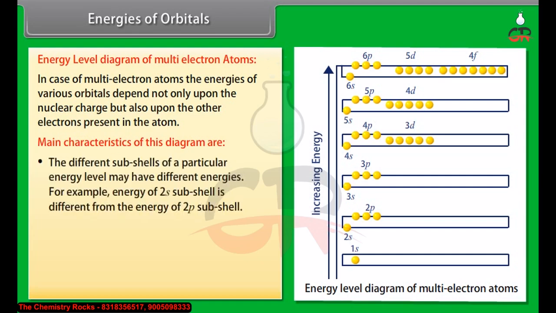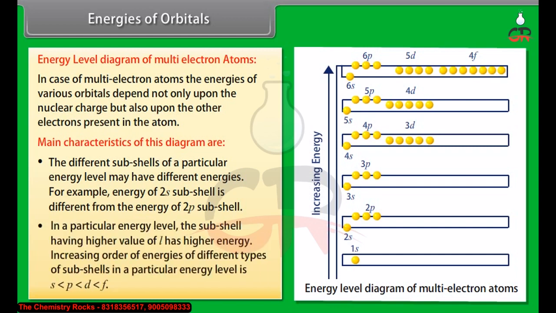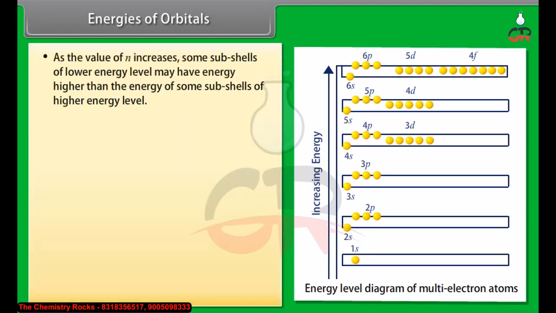For example, the energy of the 2s subshell is different from the energy of the 2p subshell. Number 2. In a particular energy level, the subshell having a higher value of l has higher energy. The increasing order of energies of different types of subshells in a particular energy level is: Number 3. As the value of n increases, some subshells of a lower energy level may have energy higher than the energy of some subshells of a higher energy level.